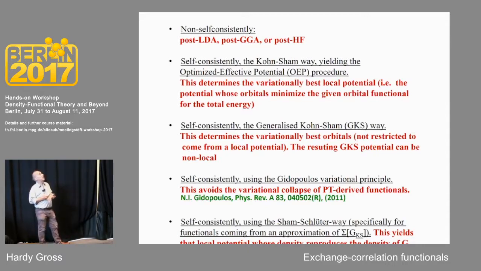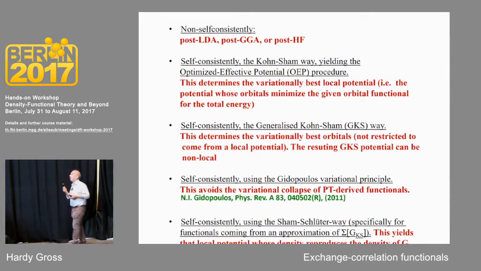Then, self-consistent Kohn-Sham calculation, but with an orbital functional. So then we have to face this problem that orbital functionals are implicit density functionals. So we have to take the functional derivative with respect to that implicit density dependence.